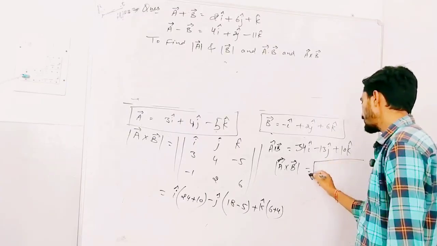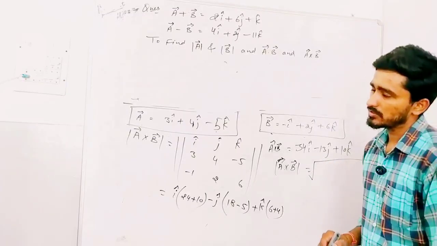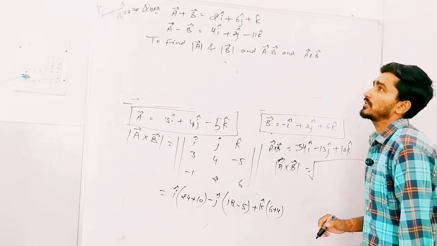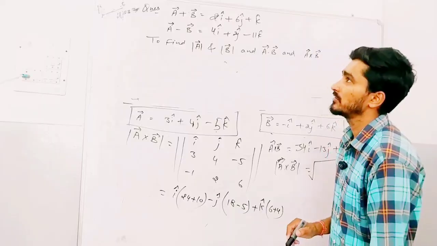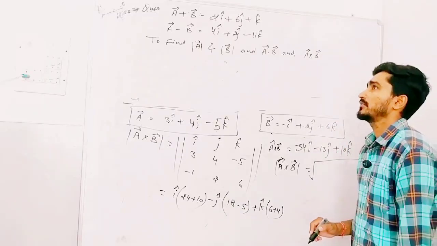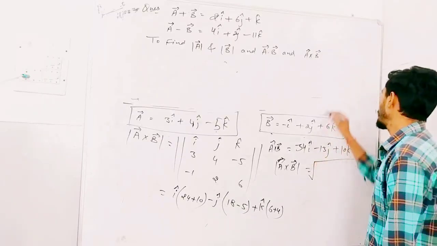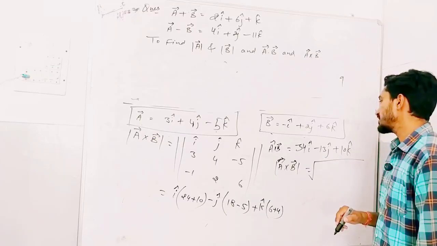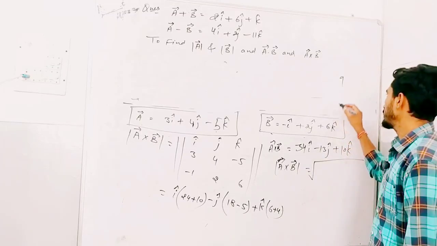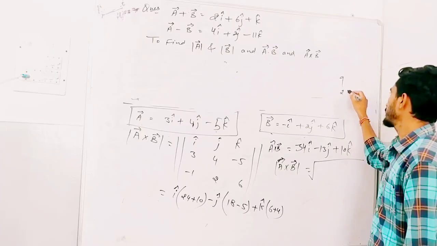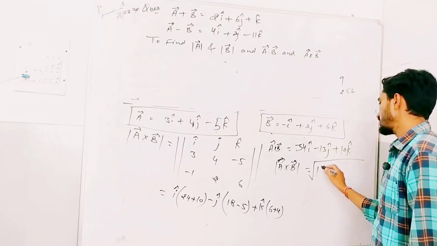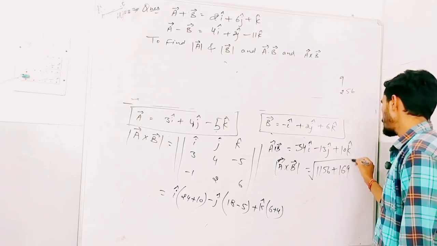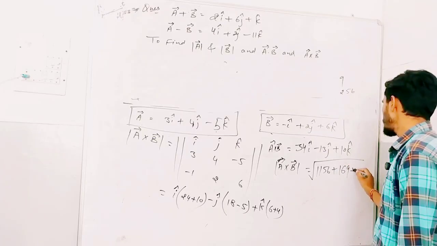Under root of, what is 34 square? This is 25 minus 16, that gives me 9, okay, 9, and then 16 is 256, 256, 1156, 1156 plus 169 plus 100.